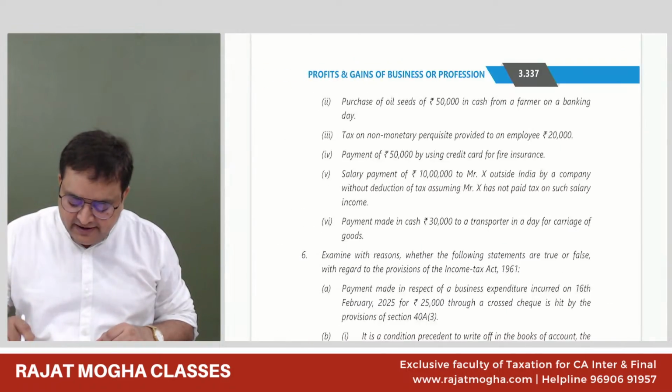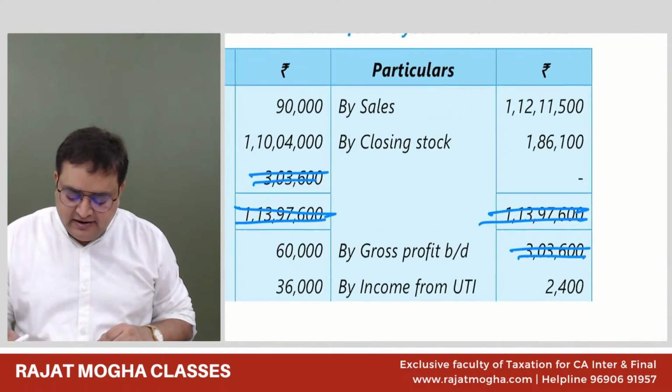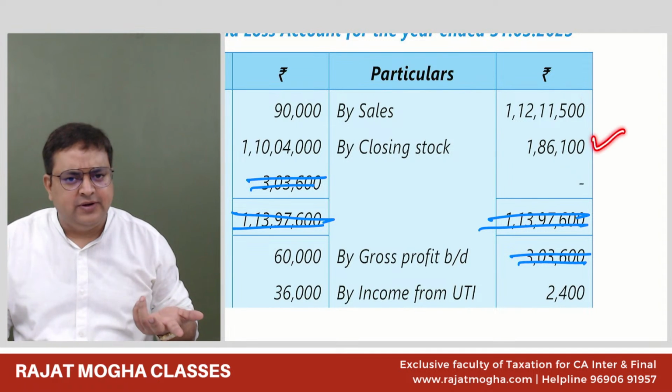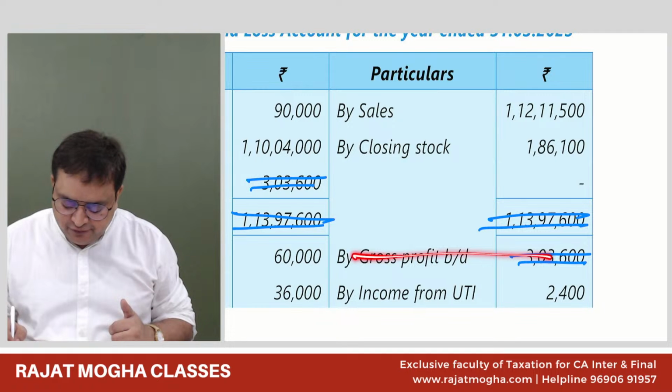Let us see our income side. Sales, we are okay. Closing stock, we are okay. It's the same way. Gross profit, we don't have to take.